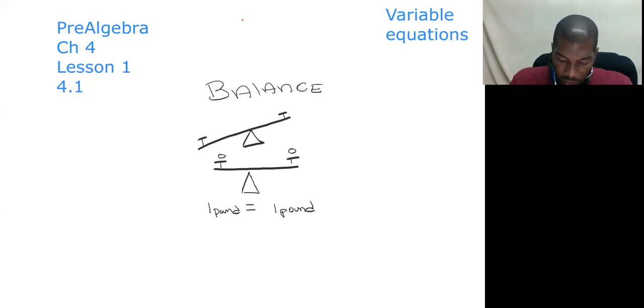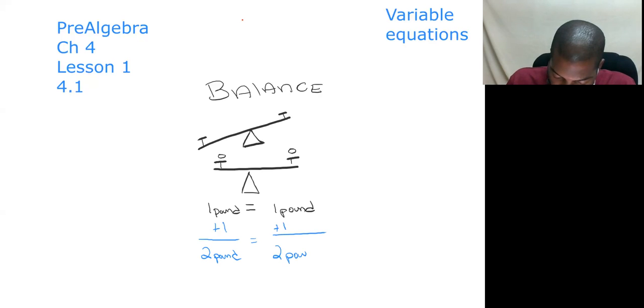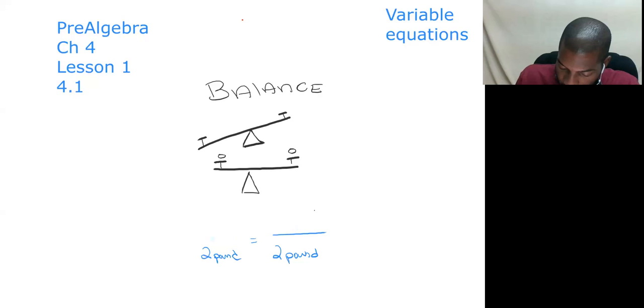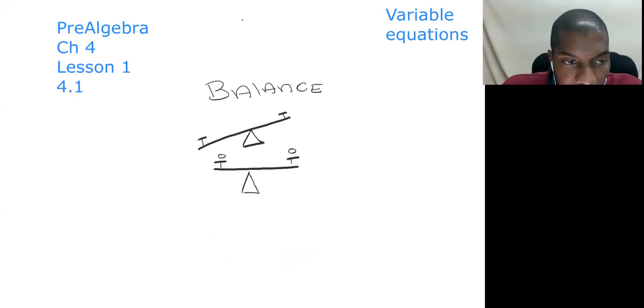Equality, balance. If I add another pound to this side, well, don't I tip the balance to the left? Now I have 2 pounds. And the only way to reestablish balance is to add another pound to this side. And so we have achieved equal balance yet again. When we are talking about variable equations, the same thing is going on. We are trying to balance each side of the equal sign or each side of the equation.